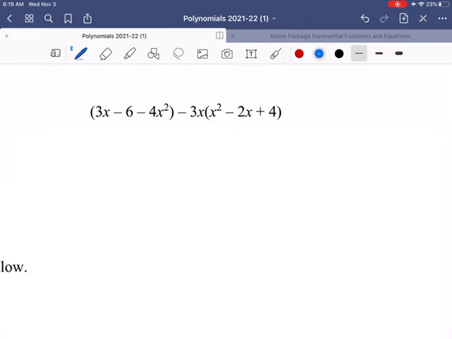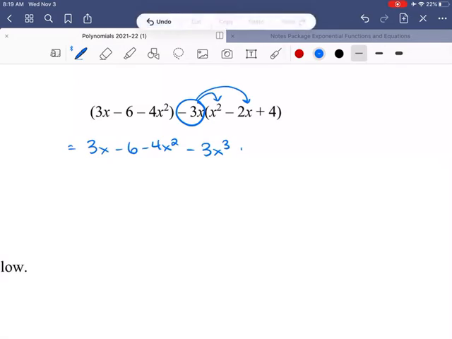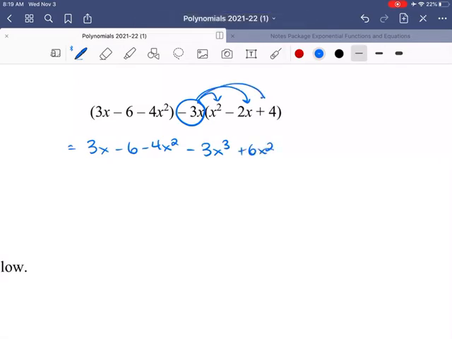Another example here. Is there a coefficient out front here? And the answer is no. There's nothing to distribute. So if there's nothing to distribute, you can simply drop the brackets. So I'm going to rewrite the same stuff just down below. However, the second part here, there is a negative 3x to distribute. So negative 3x multiplied by x squared is negative 3x cubed. Negative 3x multiplied by negative 2x is positive 6x squared. And negative 3x multiplied by 4 is negative 12x.